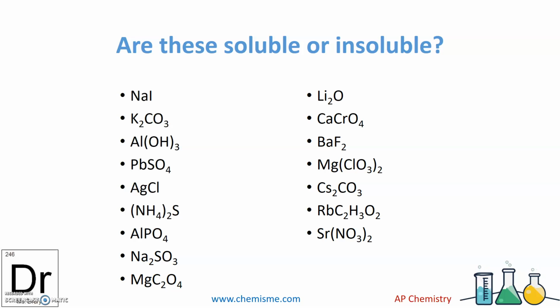NH4, bing, bing, bing, S, is soluble because of the NH4. Aluminum phosphate is insoluble. Sodium, group 1, so Na2SO3, soluble. Magnesium oxalate, insoluble. To the top, lithium oxide, soluble because of lithium. Calcium chromate's insoluble. Barium fluoride's insoluble. Magnesium chlorate, insoluble. Cesium, group 1 ion. Cesium carbonate, soluble. Rubidium acetate, double soluble. And strontium nitrate, because of the nitrate, is soluble.